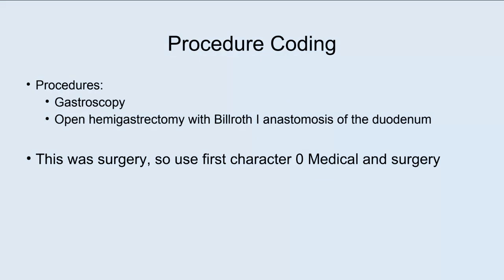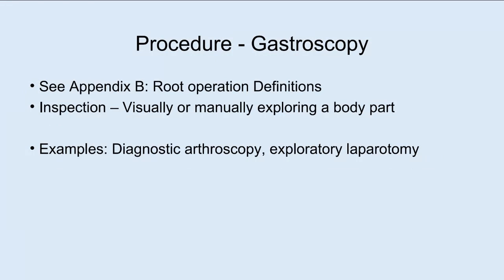Okay, let's move on to the procedure codes. So what procedures do we have? We have gastroscopy and open hemigastrectomy with Billroth anastomosis of the duodenum. This was surgery, so right away we know the first character in PCS will be a 0, medical and surgical section. So let's do gastroscopy. It looks like the root operation is inspection.